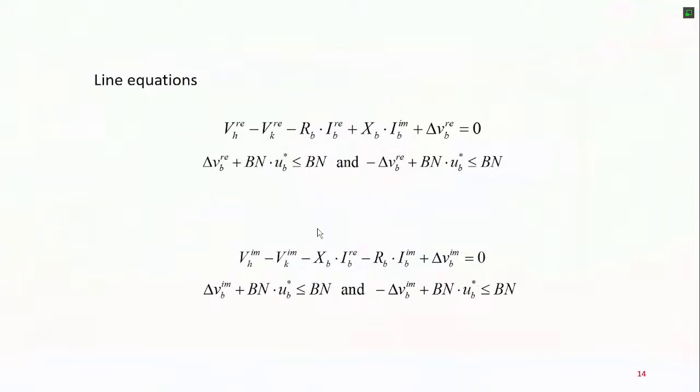Real or imaginary, both these constraints will be equally... the relationship is more or less equal. Yes, this is for the real part, this is for the imaginary part. They need to be both included. I mean, in order to be true, this delta V needs to be 0.